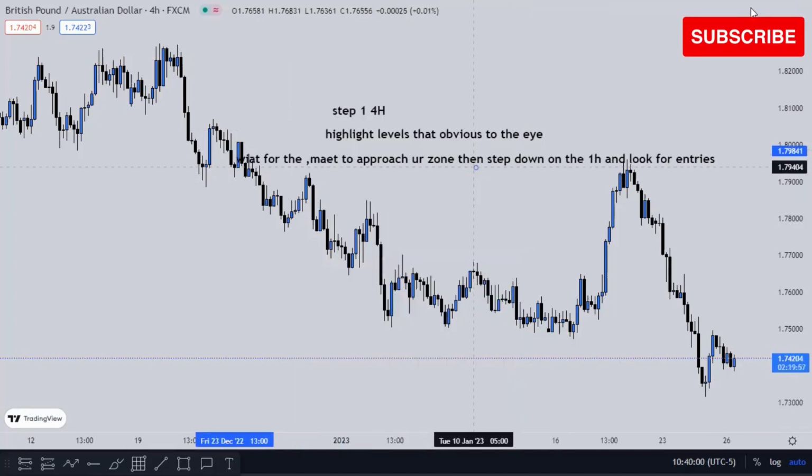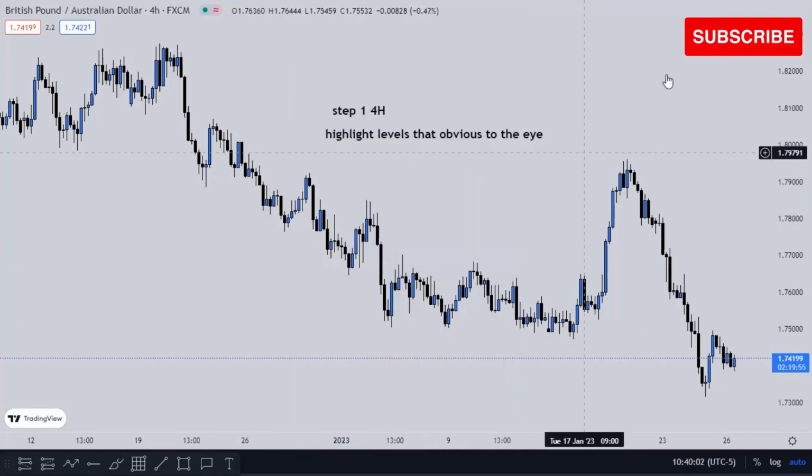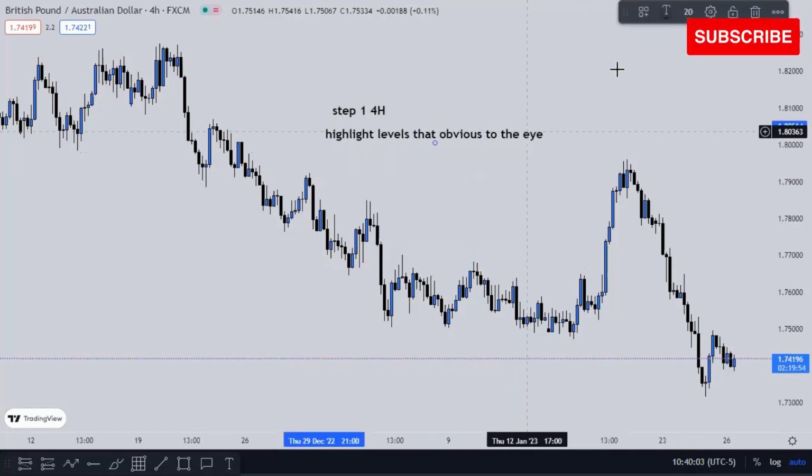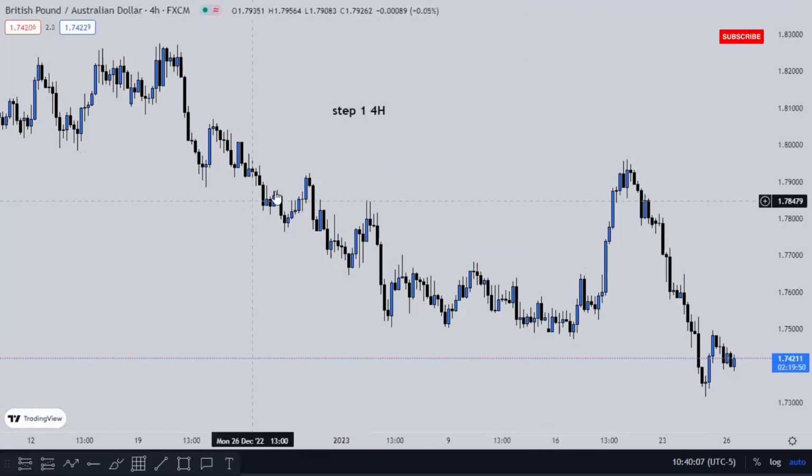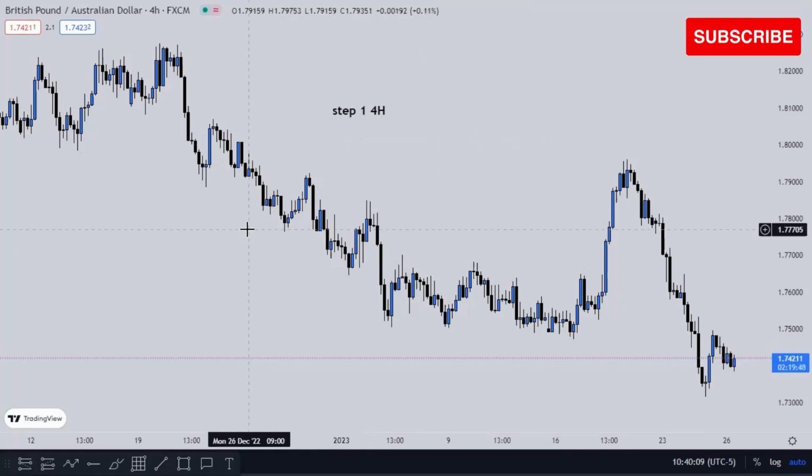Step one, you draw your levels on the 4-hour. Step two, you wait for the price to approach it on the 4-hour. Step three, step down on the 1-hour and wait for an engulfing candle. Engulfing candle that I just showed you here. I also put a screenshot of an engulfing candle on the screen so you can see it.